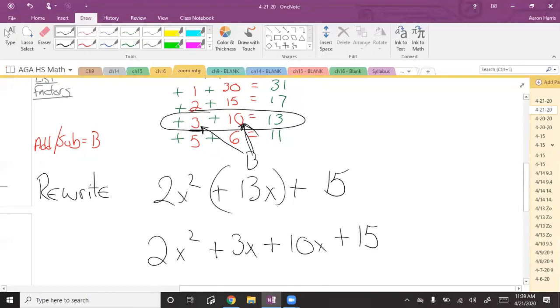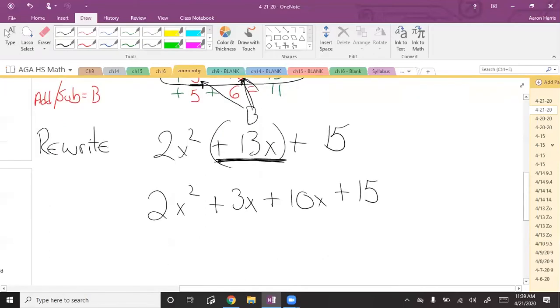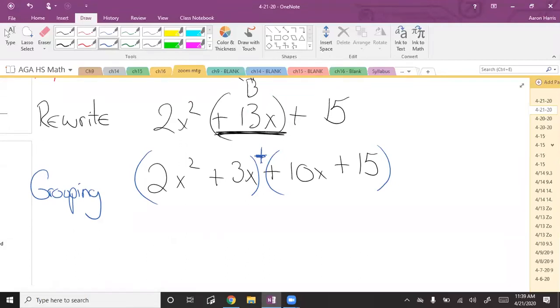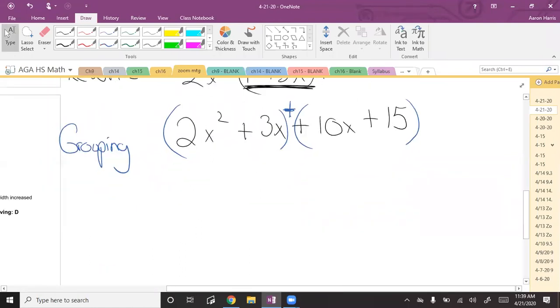Notice 3 plus 10 is what? 13, correct? So now this is where we do factoring by grouping. You're going to group the first two, the second two, include the sign, and make sure you add them together so you don't change anything. It is not multiplied together. You're adding them together. So now we do what? We find the GCF. I have 2 terms. 2 and 3. Is there any GCF of 2 and 3? No, not at all.